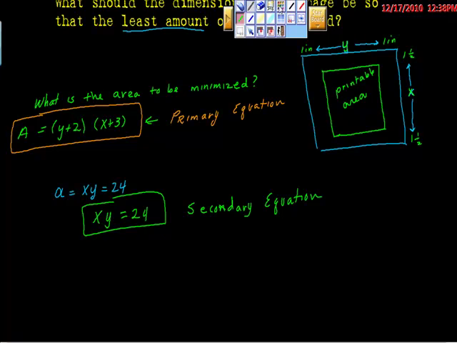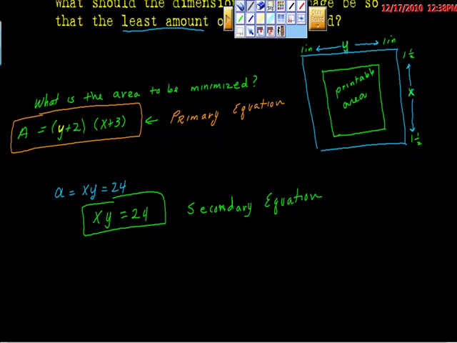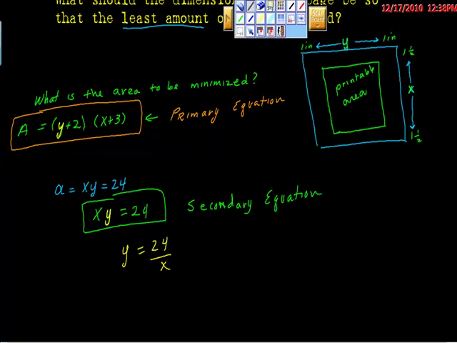So what I'm going to do is I'm going to try to find a replacement value here. And I'm going to say, you know what, I'm going to try to replace this y right here with this y right here. Right? Is that okay? So y equals what? If you just do some quick algebra, y equals what? Equals 24 over x.